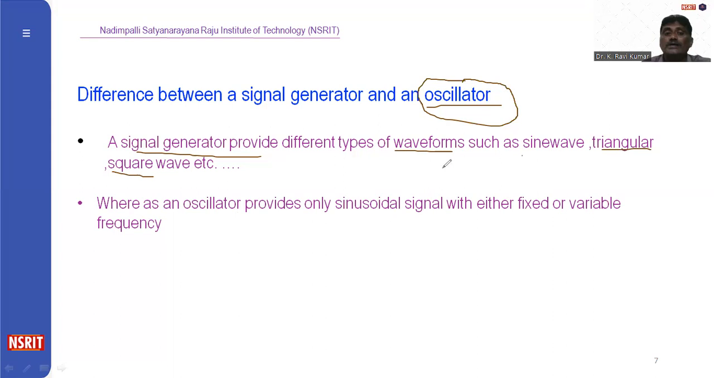Suppose we want to generate a square wave, we have to go for multivibrators. The combination of the multivibrators and the oscillators will design a signal generator.